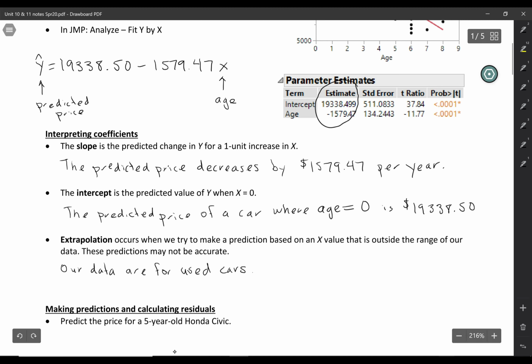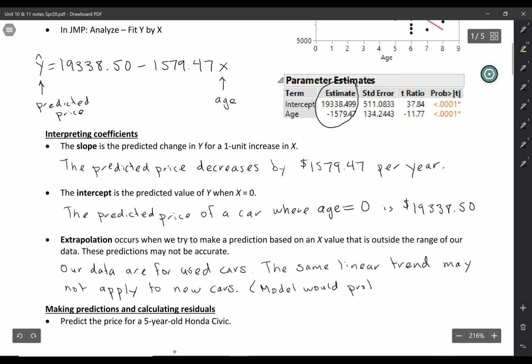So the problem with extrapolation is that the same linear trend that we've been using for these used cars may not apply to new cars. And I would say that it probably won't. In fact, if I were to guess what would happen here, I would say that the model would probably underestimate the price. Right, because new cars are going to be more expensive and this model is not going to take that into account, so it would probably underestimate the price.